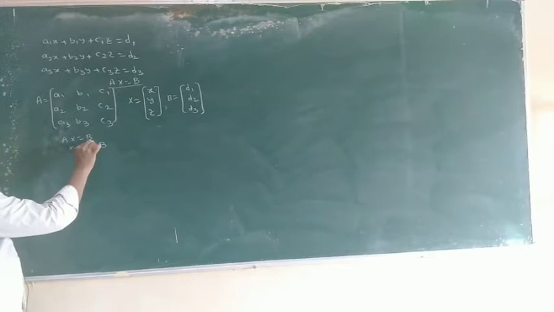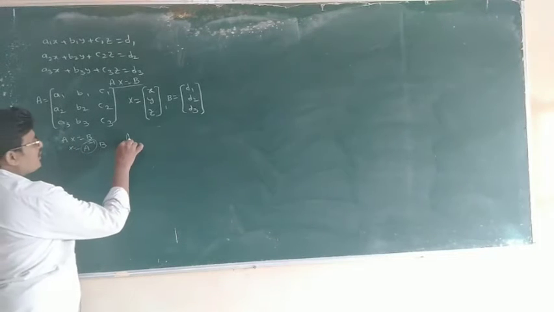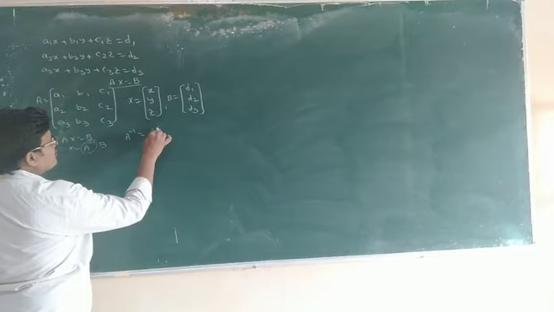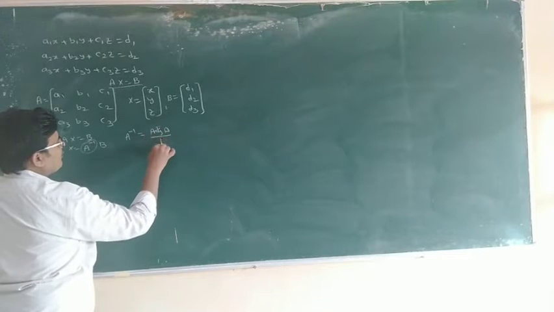Solve the system of linear equations by using the matrix inverse method. This is the procedure. How to solve the system of linear equations? First, we have to find A inverse. What is the formula of A inverse? A inverse is equal to adjoint A by determinant A.